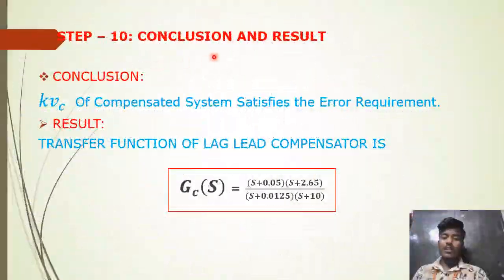Conclusion and result. Step 10. Conclusion. KVC of compensated system satisfied the above requirement. Result. Transfer function of lag-lead compensator is GC of S is equal to S plus 0.05 into S plus 2.65 by S plus 0.0125 into S plus 10.